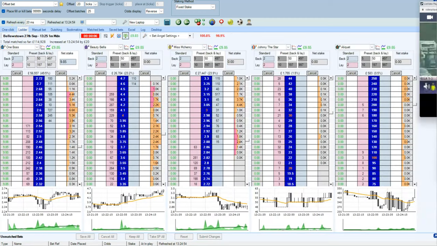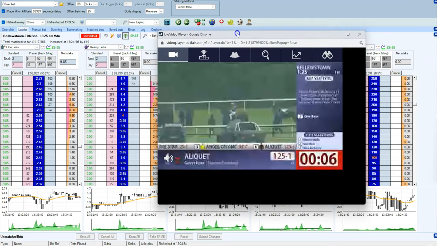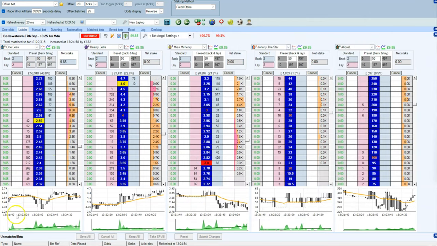But again, I'm trying to show you how, by staying calm and reading the market, you can wait out those negative situations where you end up in the red and you start panicking and so on.